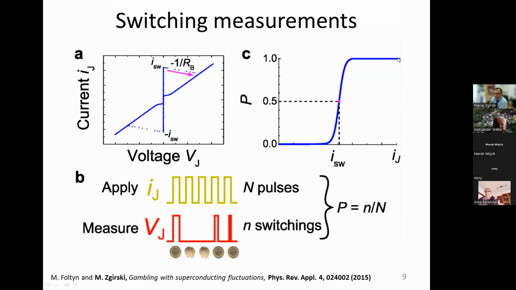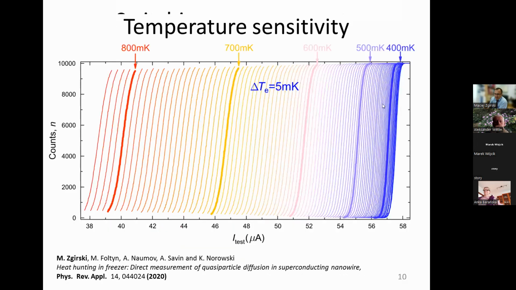Okay, now if we look at this kind of curve, for its shape it is known as an S curve. It reminds you of the letter S. And the point is that if we measure these S curves at different temperatures, here you see I measured these S curves from 400 milli-K to above 800 milli-K with a step of 5 milli-K. These are experimental data. So you see that each time I increase the temperature by 5 milli-K, the S curve is shifted towards lower testing current values.